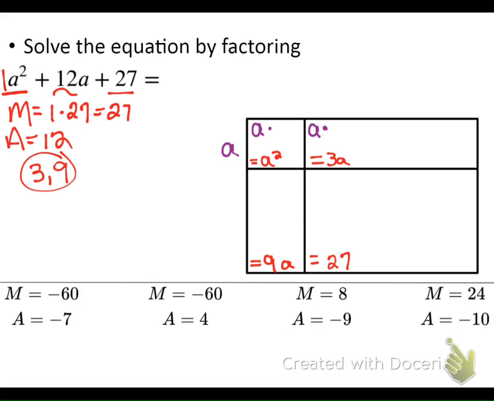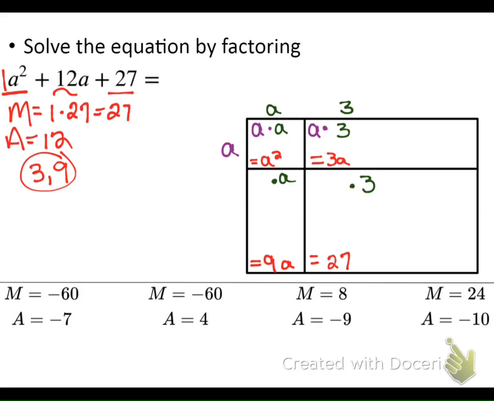So a times what gets me to a squared? Well, a. So I bring my a up for the width, then I also bring it down for the bottom width. Then I think, a times what gets me to 3a? Well, 3. So 3 is the width of my second rectangle. So that's also the width for the bottom one.